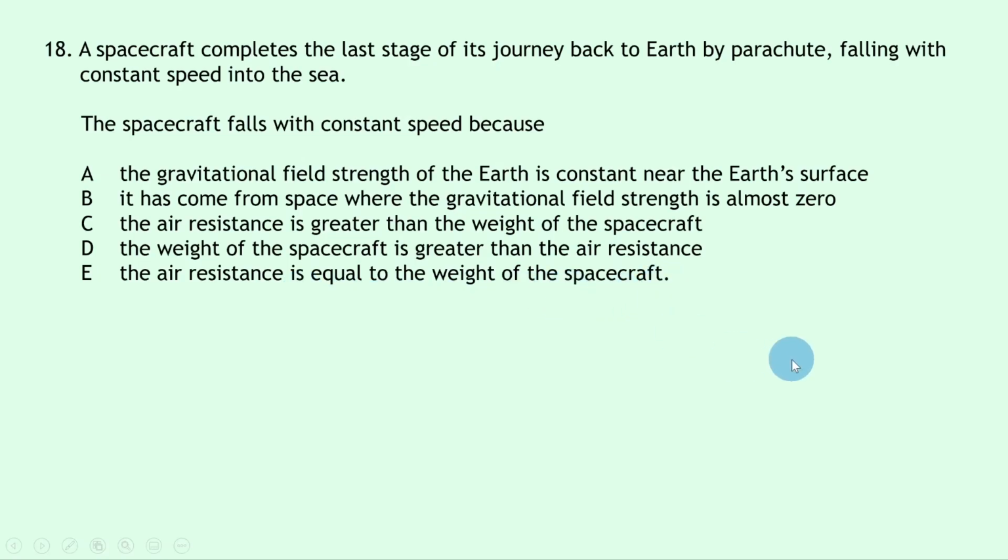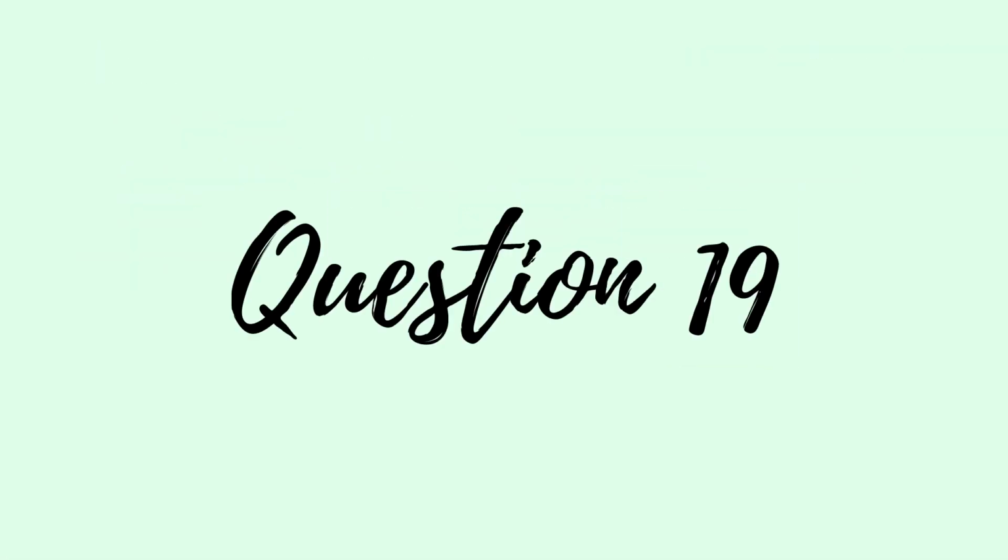Well, this idea is getting at Newton's first law of constant speed or balanced forces. So remember, an object will travel at a constant speed when there's balanced forces acting on it, and the only one that is referring to balanced forces here is E. The air resistance is equal to the weight of the spacecraft. So remember, the weight of the spacecraft will act downwards, and the air resistance will act back up the way. So both of these forces will be balanced to cause the spacecraft to fall with a constant speed.